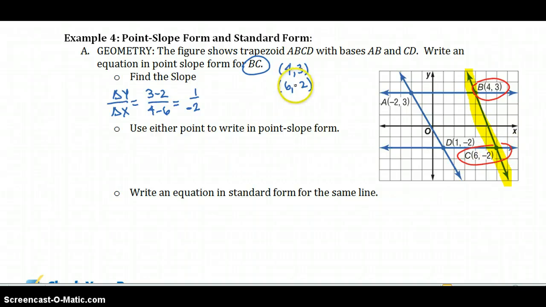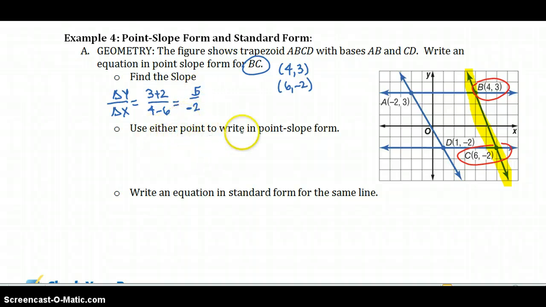Uh-oh, that's a negative 2, and my pen sometimes doesn't catch that, so I think I'm going to have a problem. So changing y, 3 minus a negative 2 becomes plus 2. See how it doesn't catch? So that's going to actually be 5 over a negative 2, because we have 4 minus 6. So that's a negative 2. So 5 over negative 2 is my slope.